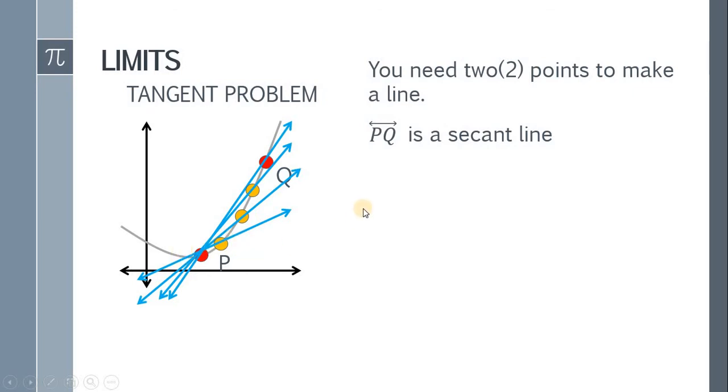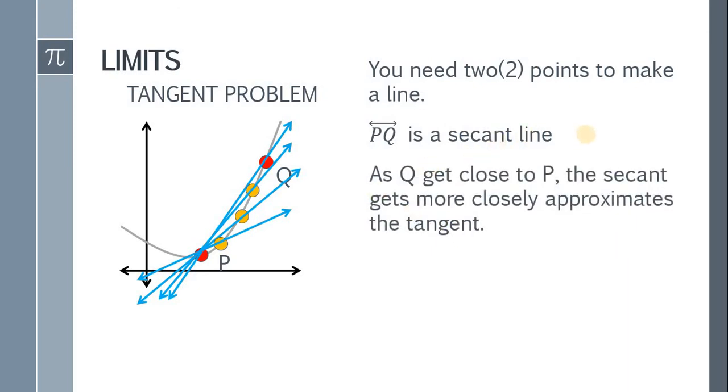Now, when do we stop? So, kailan tayo hihinto? Now, here's the idea. As Q gets close to P, itong point Q is get close to point P, the secant gets more closely approximates the tangent. Okay? So, habang nilalapit natin yung point Q dun sa point P, yung secant line ay magiging almost the same nung ating tangent line.